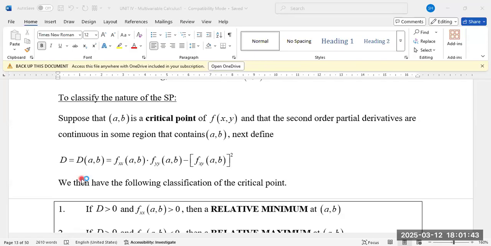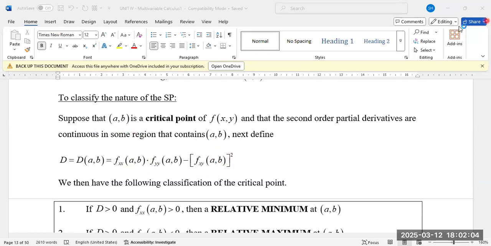Sometimes when you do the question, you get whole numbers, so there is nothing for you to substitute in. But there are times we have something to substitute. So it's going to be f of xx AB times f of yy AB minus f of xy AB all squared. What is AB, sir? The critical point. Let us go.